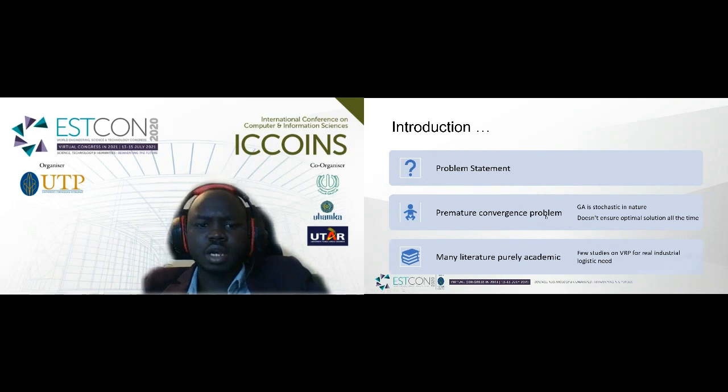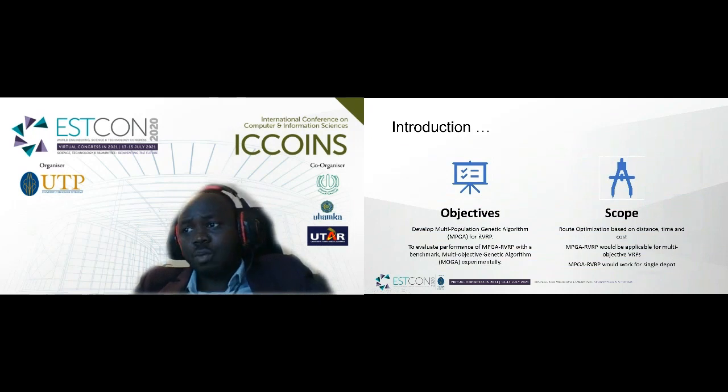This is where we get suboptimal solutions, and this is what we want to solve with multi-population genetic algorithms. We are going to create algorithms that try to diversify the populations in a way that we do not get suboptimal solutions. The scope will be to optimize three objectives: distance, time, and cost. We are going to evaluate these algorithms against a benchmark which is mostly used in the industry and in research now, multi-objective genetic algorithms, MOGA.